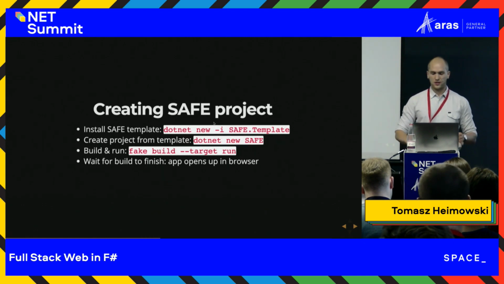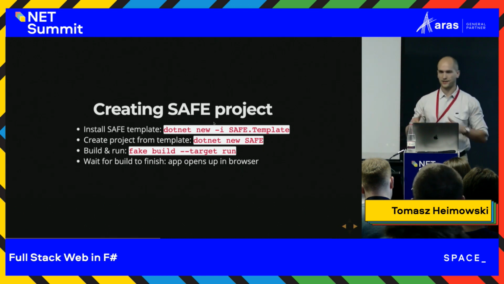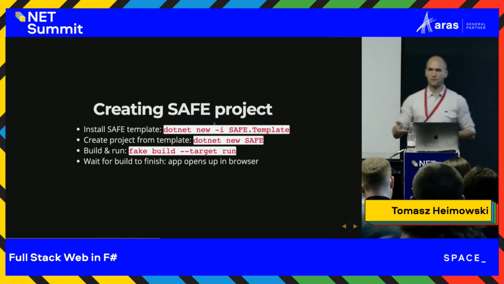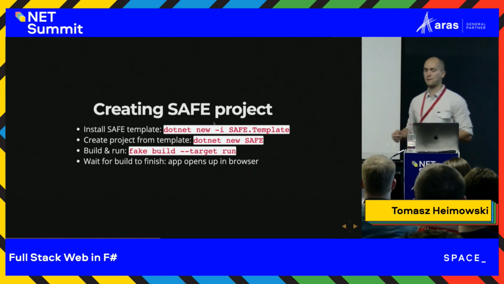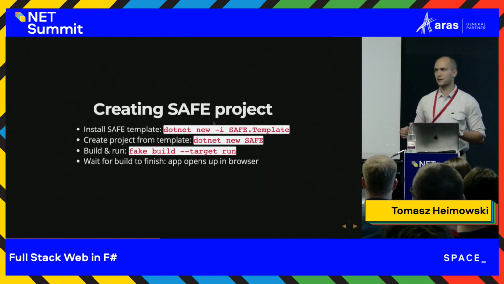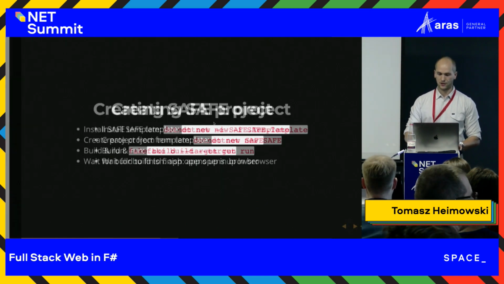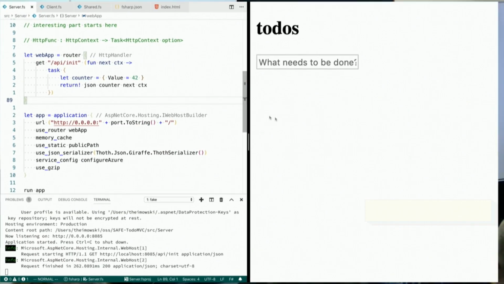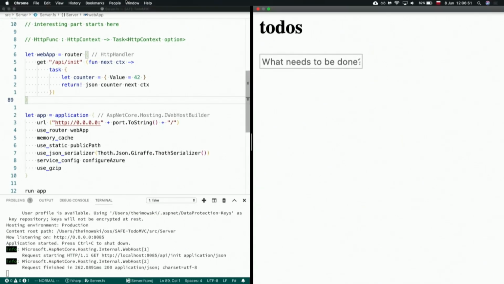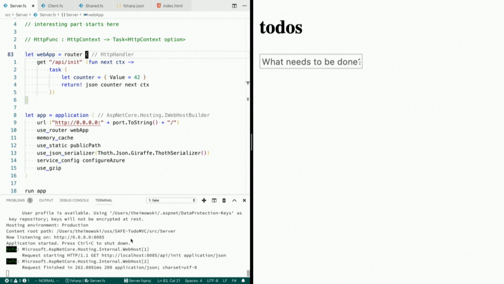And to create a SAFE project, you need to use the dotnet new command from the SDK, from the CLI, to install the SAFE template, and then create a project from that template. And then you need to use the Fake tool to build and run the application, and afterwards it will open up in your browser. So that's what we're seeing here on my second screen. On the left-hand side, you can see this is my Visual Studio Code editor opened with a terminal at the bottom where I have the Fake build script running. And on the right-hand side, it's my Chrome browser where the application is being displayed. It's not very rich, as you can see right now, but we'll change that.